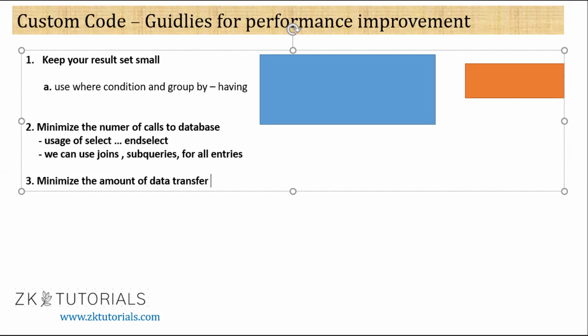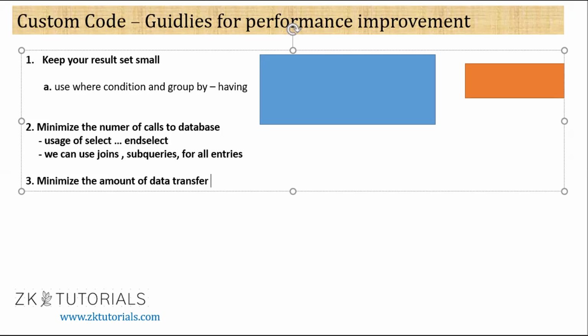Okay, so minimize the amount of data transfer. How do you minimize? How do we represent it? Once again, note this down. So minimize also the amount of data transfer. What do I mean by amount?